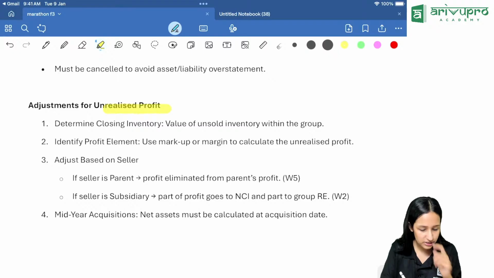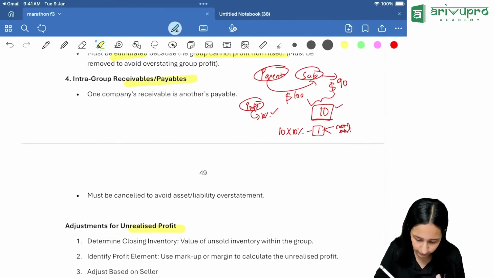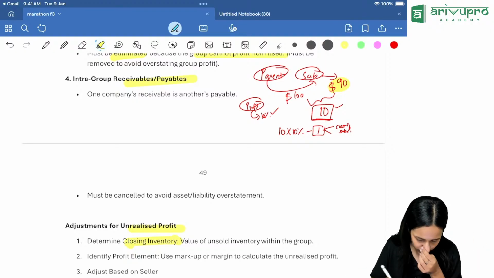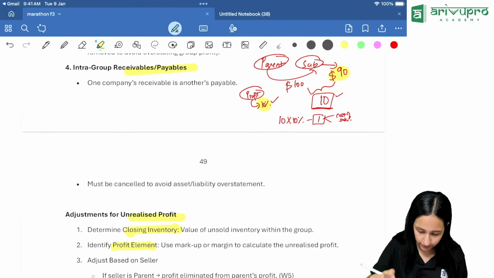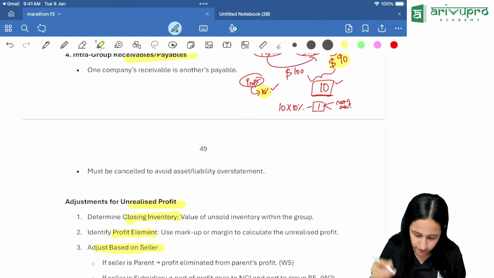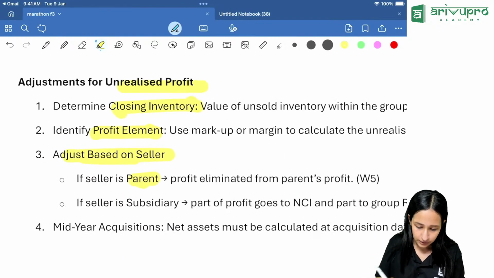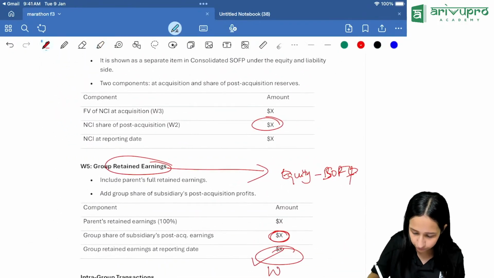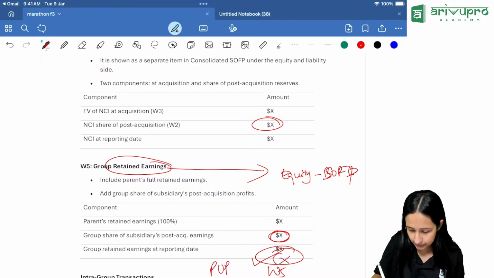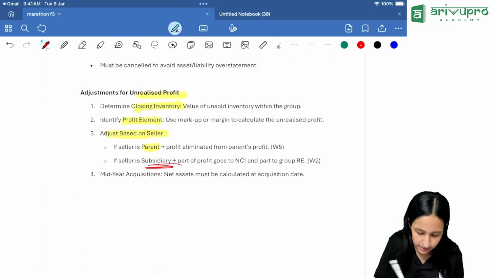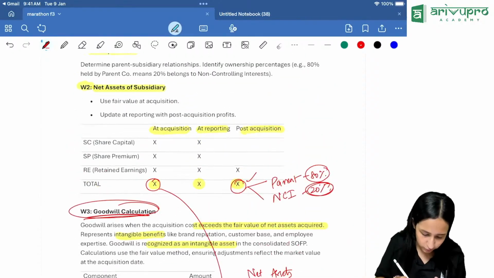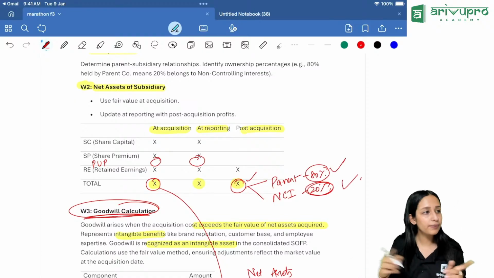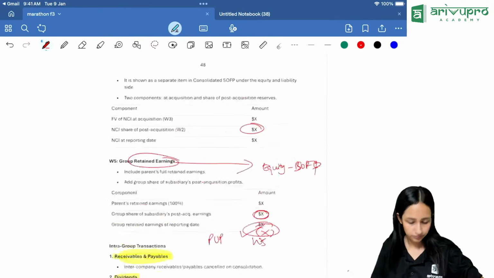So for PUP, which I just did, see what they're doing: determine the closing inventory. What's the closing inventory? 90. It was 100, but now it is 90. Identify the profit element, which is 10 here. Now it's based on the seller. If parent is the seller, then the PUP will be reduced from this working note 5, PUP minus. But if subsidiary is the seller, then it will be reduced here. So PUP, and then you will take the amount here.